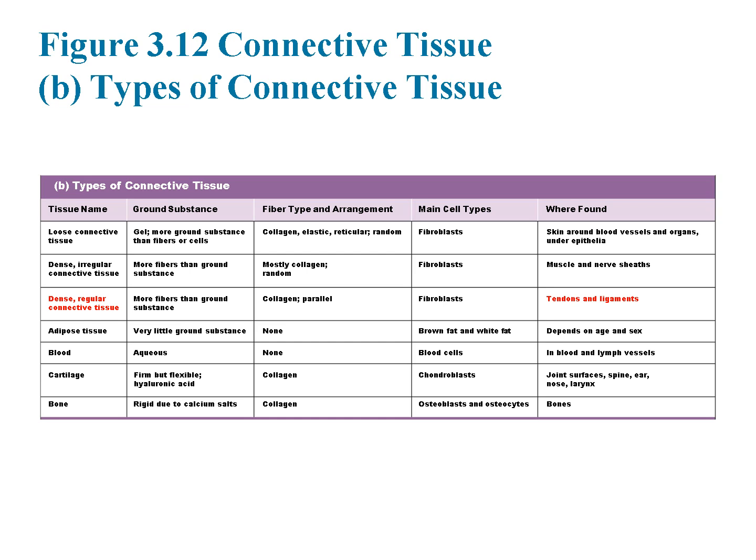Adipose tissue is your body's storage solution for fat. There's very little ground substance and no fibers. Instead, it's packed with fat cells, which are either brown or white, depending on their function. It's found all over, but its location depends on your age and sex.